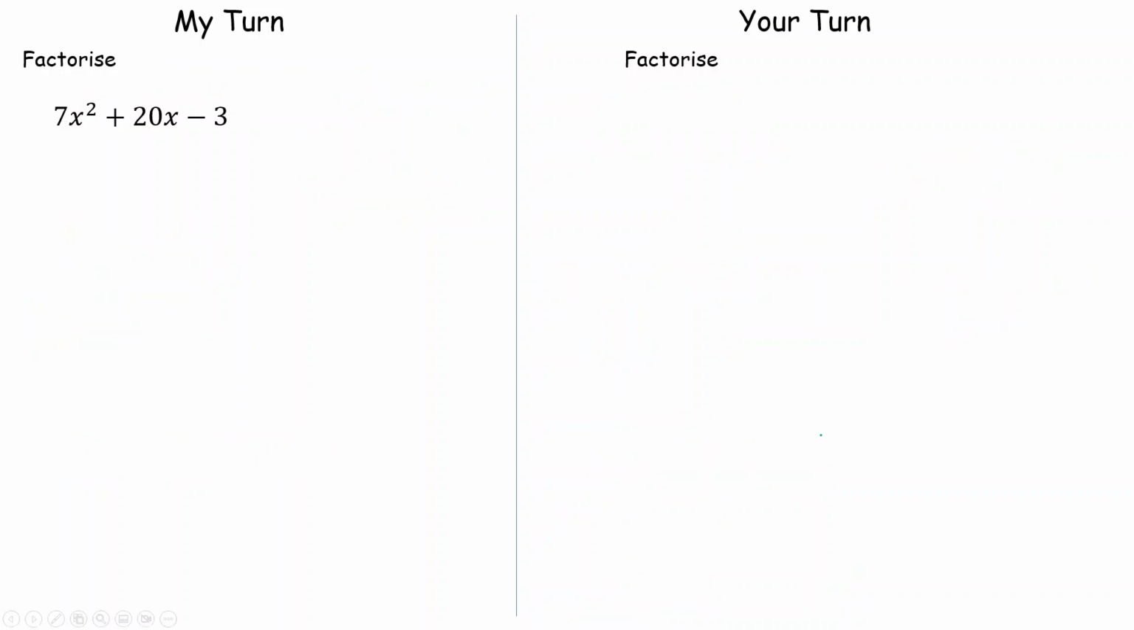Now, we've got another my turn, your turn. Very similar to previously, but just this time, the negative part is on the end of the quadratic. It's the same process though, okay? So what I will do is I'll put them both on the screen. I will go through the my turn, and then you can try the your turn, or you can just try them both now if you're feeling confident.